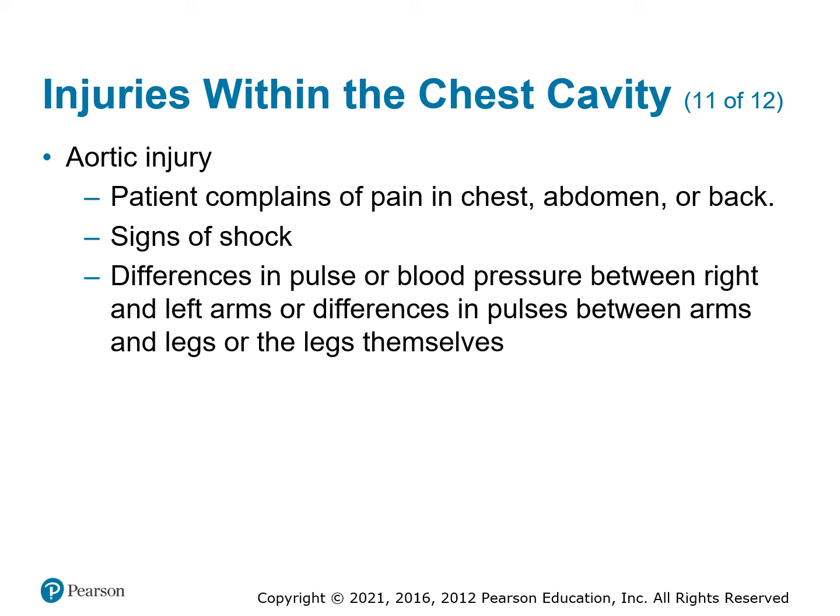Now, if your patient has an aortic injury, they're going to generally complain of pain to the chest, abdomen, and/or back. They will usually show signs of shock, so make sure to acquire your vital signs. If you're concerned that there could be an aortic injury, you may see a difference in pulse or the blood pressure between the right and left arms, or the legs themselves. Another thing is, as you palpate gently, if it is an aneurysm, you may actually feel what feels like a mass, but it may be pulsating. If it's on the descending aorta, where you can palpate and feel that.